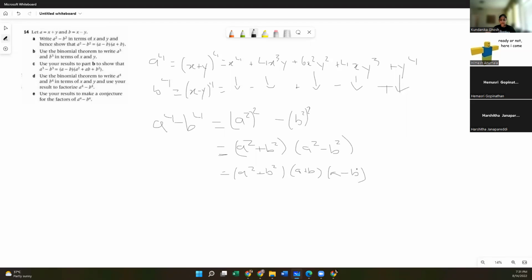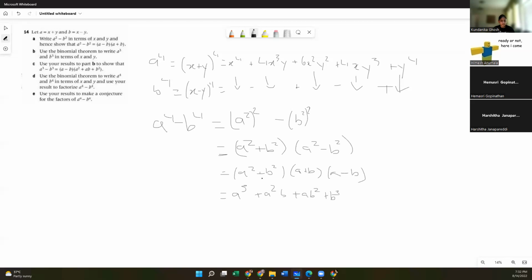And there you go. Well, if you wanted, you could further expand this into a cubed plus a squared b. That should be a 3. I'm just gonna reset. A cubed plus a squared b plus ab squared plus b cubed. Everyone see how we got that?